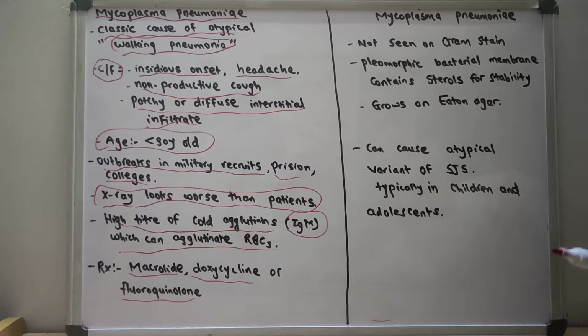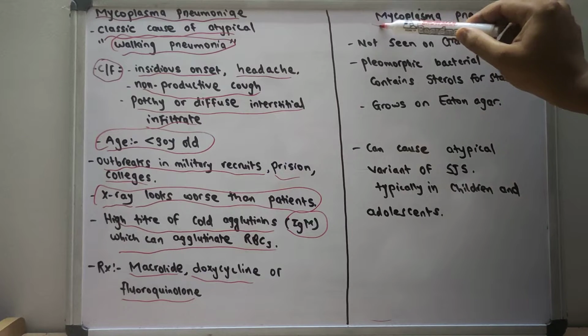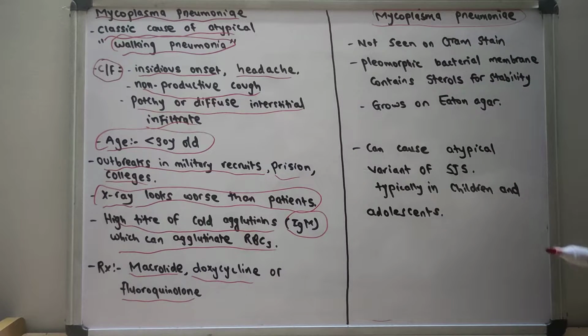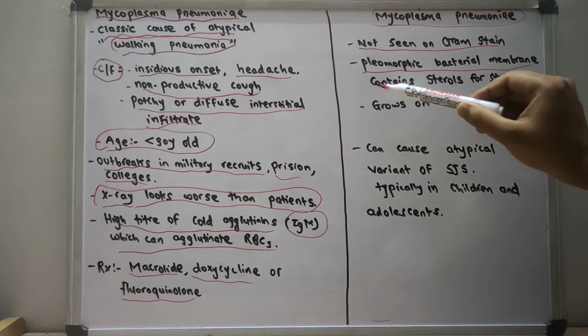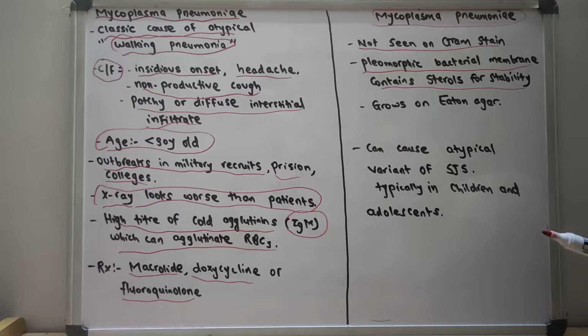Now, let us talk a little bit about Mycoplasma pneumoniae. It is not seen in a gram stain usually, and it is pleomorphic. The bacterial membrane contains sterols for stability, and it mainly grows on Eaton agar.